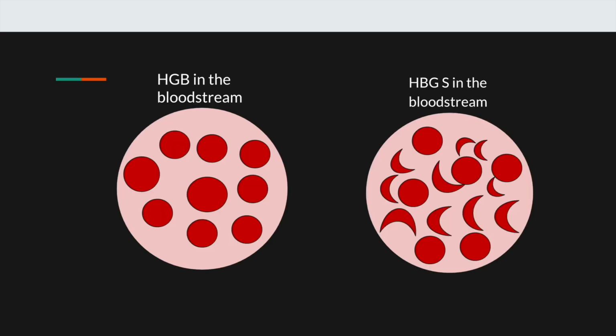This is what hemoglobin in the bloodstream will look like in a patient who has sickle cell disease. So you can see on the left they have hemoglobin cells that are round. These are flexible, permeable, and the hemoglobin S on the right, you can see the crescent-shaped hemoglobins, and those are stiff, rigid, hard, and have less of an ability to carry oxygen.